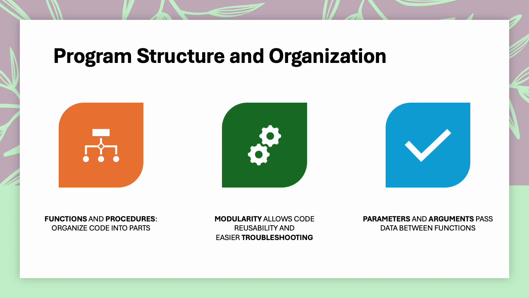Think about ordering a pizza online. You choose your crust, toppings, and size, right? Right. Those are your arguments. The website takes those choices and sends them to the pizza restaurant's system as parameters, instructions on how to make your pizza. Oh, so the parameters are like the blueprint for the pizza and the arguments are the specific ingredients. Exactly. It's the same in programming. A function has parameters that define what kind of data it needs. And when you call that function, you provide the actual data as arguments. Got it. That makes sense.